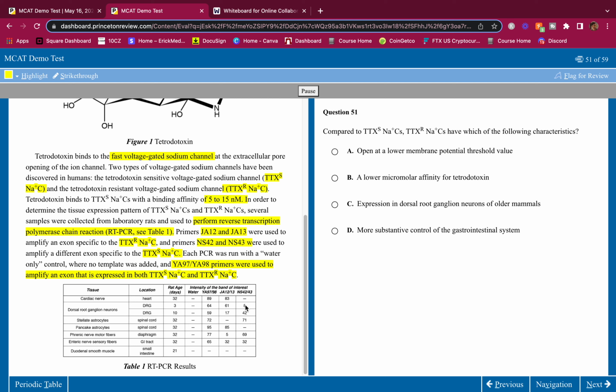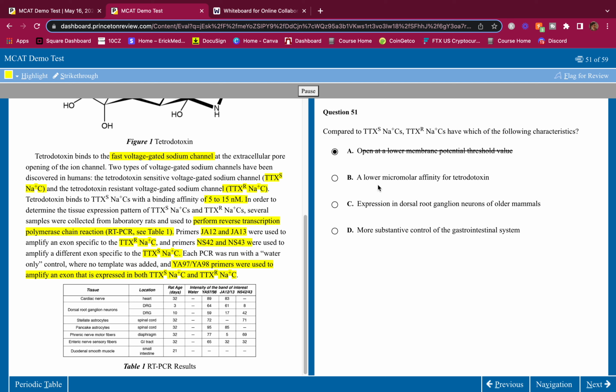No, we don't have that. Why would we have that? This would mean that it's more sensitive. If you are going from sensitive to resistant, this would tell me that, if it was the other way around, if it said compared to resistant, sensitive would have which of the following characteristics, then I would choose A because this is more sensitive. If you're opening at a lower membrane potential threshold value, that would mean you're more sensitive, and R is not more sensitive. So A is wrong. I hope that makes sense for you guys. If it doesn't, comment it down below.